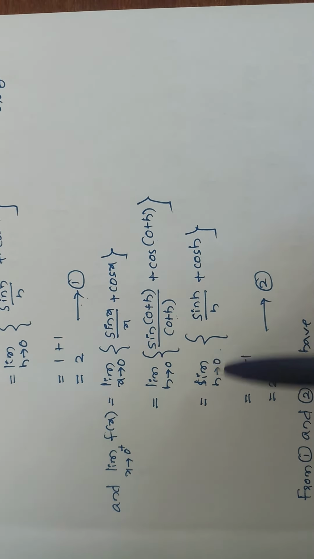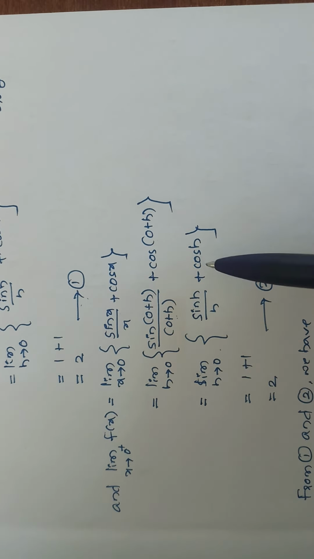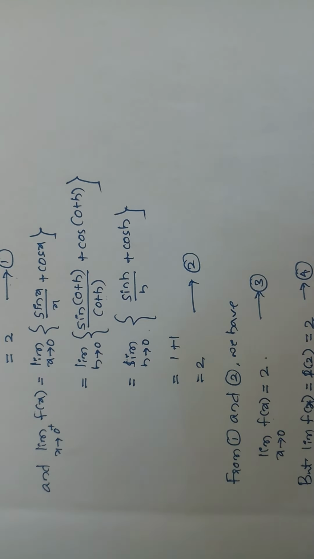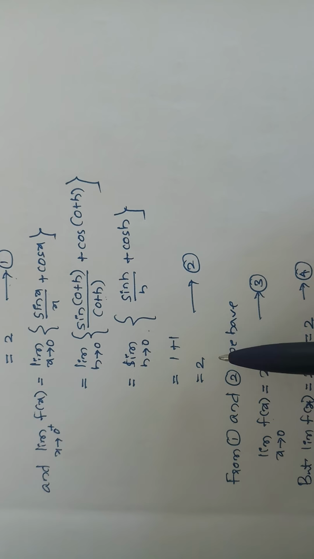1, and limit h tends to 0 cos h. So then it will become cos 0. Cos 0 is what? 1. So this is equal to 2. So here also we found the right hand limit. So your left hand limit and right hand limit both are equal.